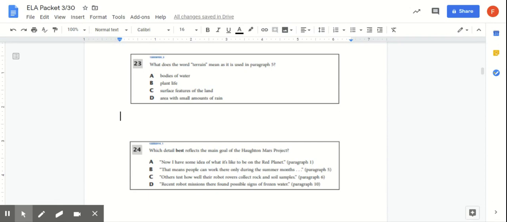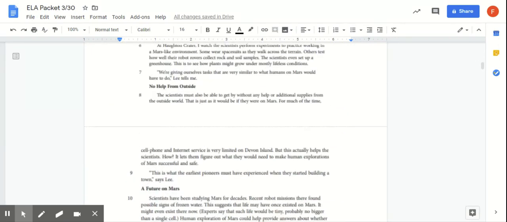Okay, for our first question that asks us, what does the word terrain mean as it is used in paragraph 5? A, bodies of water. B, plant life. C, surface features of the land. D, area with small amounts of rain.